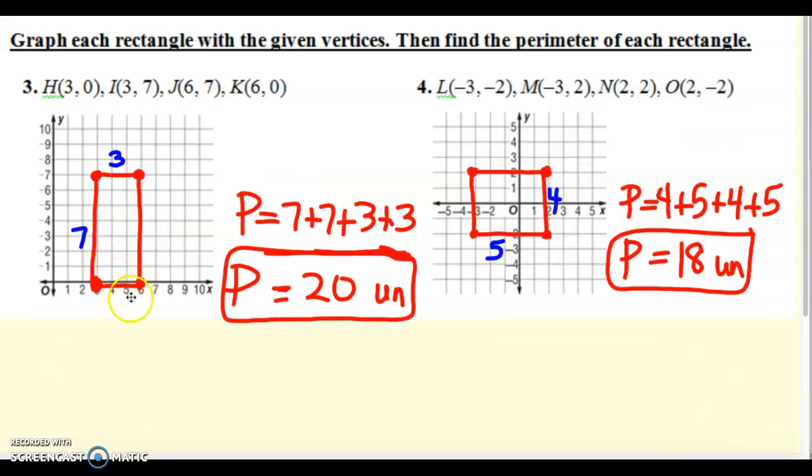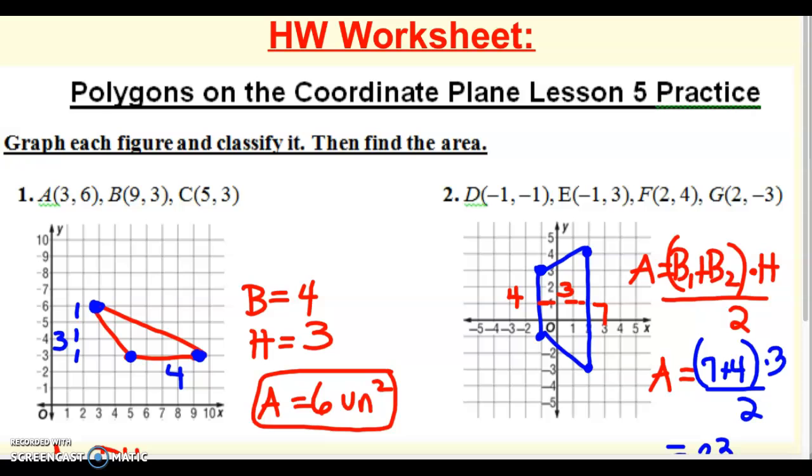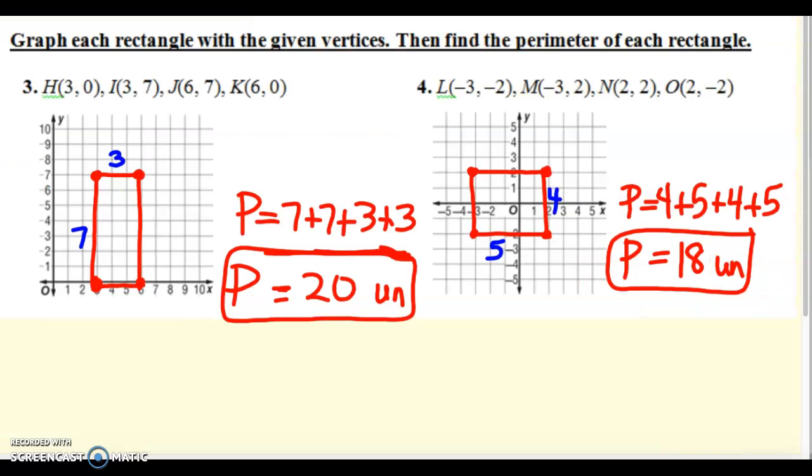Okay, if we go to number 3, this is a rectangle. You were asked to find the perimeter, so you had to add up all the sides. 7 plus 7 plus 3 plus 3 is 20 units. Number 4 is another rectangle. I added up to find the perimeter: 4 plus 4 plus 5 plus 5, and I got 18 units. Always read the directions, because the directions in 3 and 4 said to find the perimeter, whereas in 1 and 2 it said to find the area.